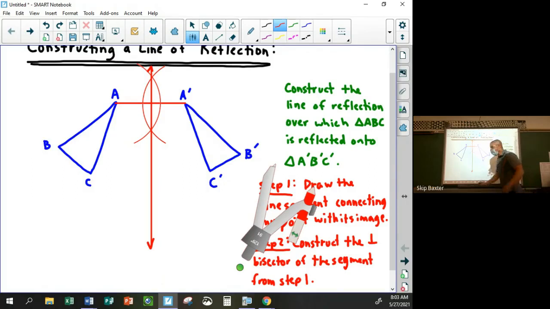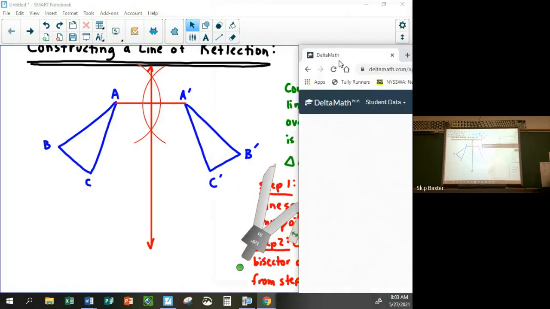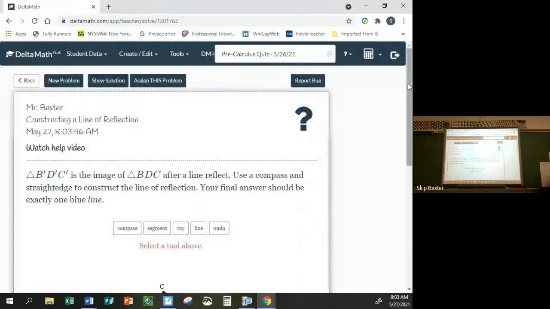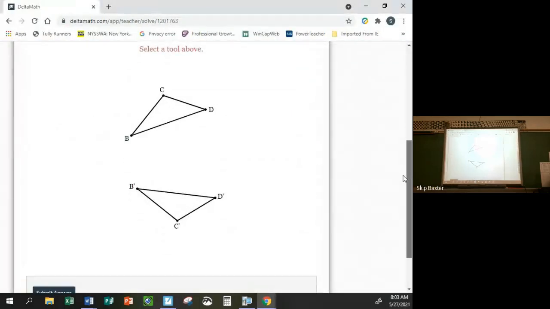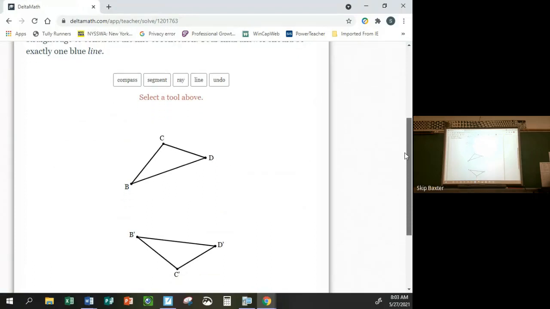All right, let's just do it one time on Delta Math, just so you can see how the problems will look. So it's kind of like what I just gave you. They're going to give you a triangle and its image, just like that. And read the directions carefully. It says your final answer should be a blue line. So make sure you use the line drawer to do that.